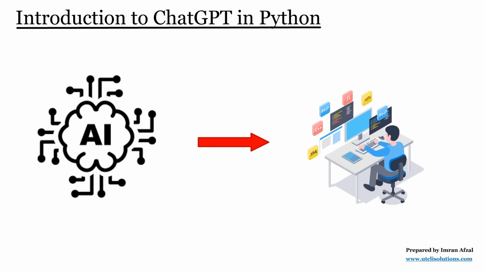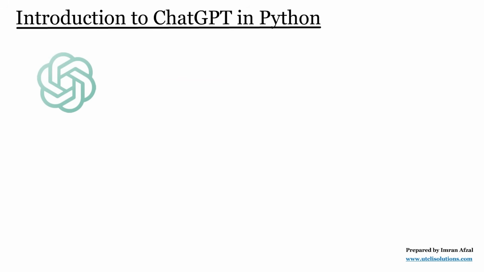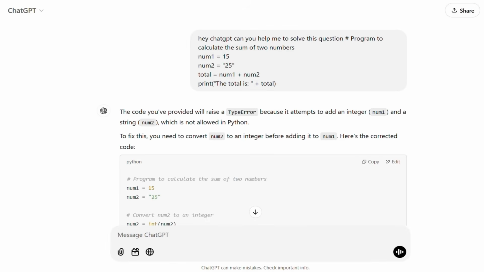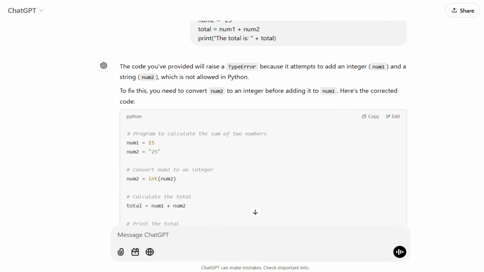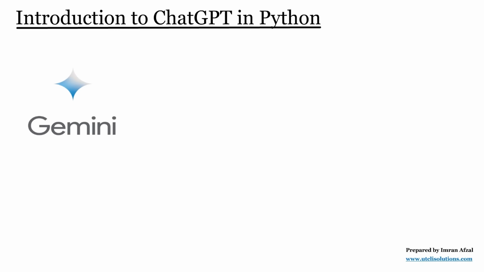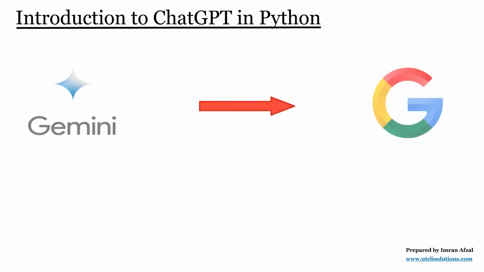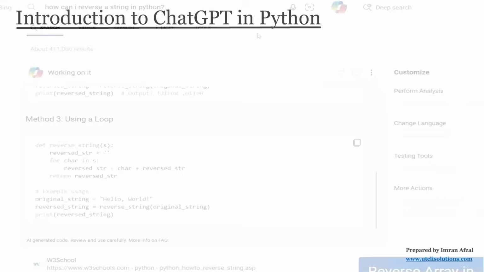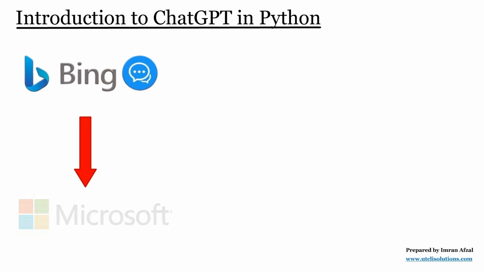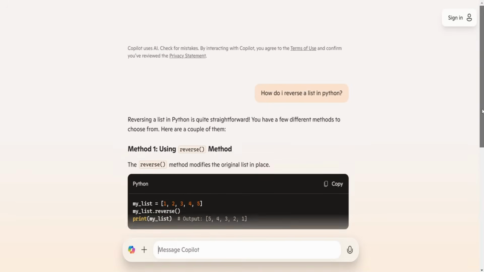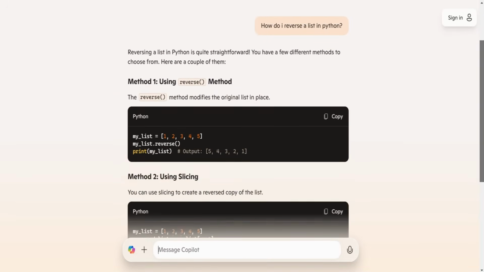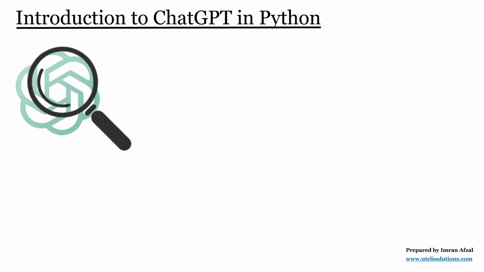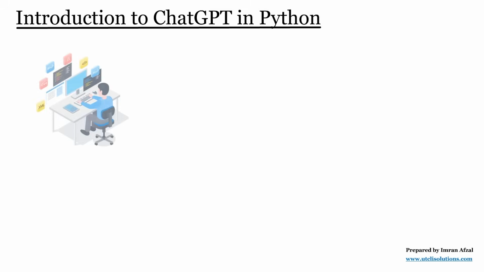Some of the most popular AI tools are ChatGPT, created by OpenAI, which can hold a natural conversation and assist with learning and problem solving. I'm sure you know by now. Then we have Gemini AI, which is created by Google, known for its advanced reasoning and ability to generate detailed responses. And also there is Bing AI Chat, created by Microsoft, which combines search engine power with AI to provide quick and accurate answers. All right, let's focus on ChatGPT and see how it makes a Python developer's life easier and more productive.